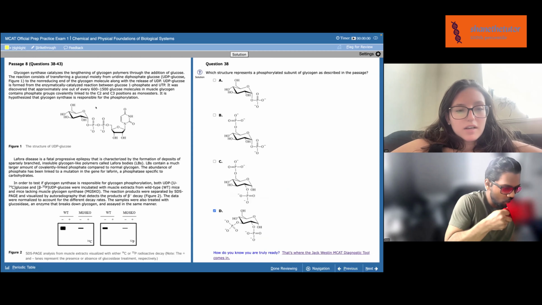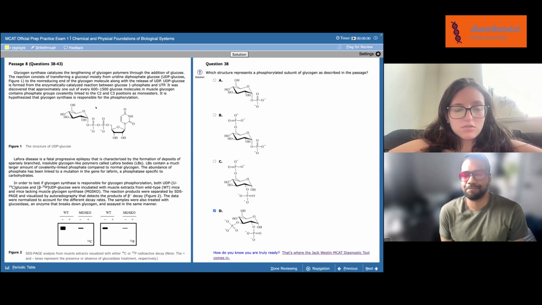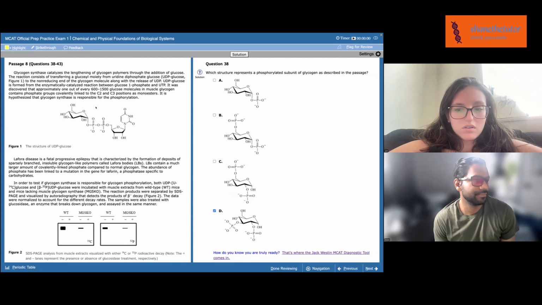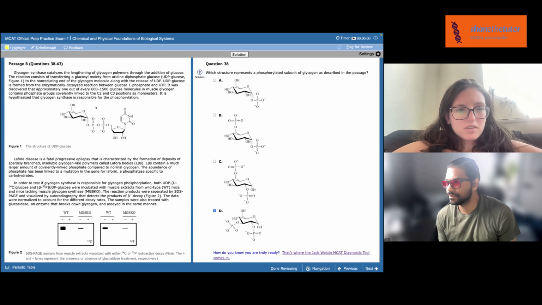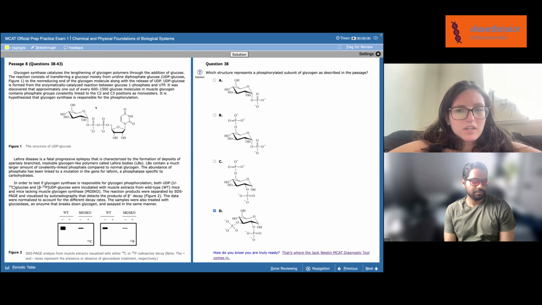Glycogen synthase catalyzes the lengthening of glycogen polymers through the addition of glucose. The reaction consists of transferring a glycosyl moiety from the uridine diphosphate glucose to the non-reducing end of the glycogen molecule, along with the release of UDP.